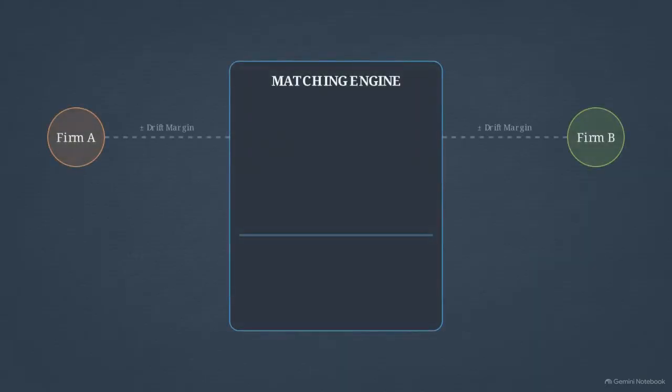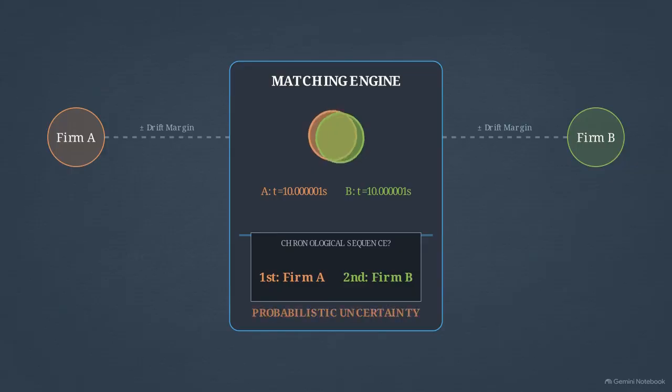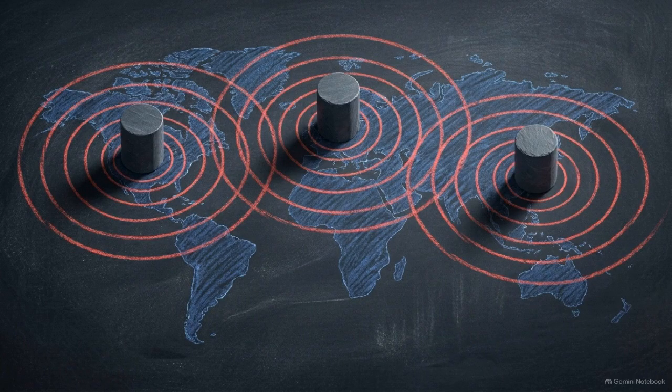This diagram illustrates what happens during execution. When two packets arrive at an exchange almost simultaneously, microsecond drift creates jitter. The servers experience probabilistic uncertainty, meaning they physically cannot agree on the exact chronological sequence of the incoming orders. Multiply that tiny fractional inaccuracy across millions of automated trades executing globally, and it translates into massive systemic financial slippage.